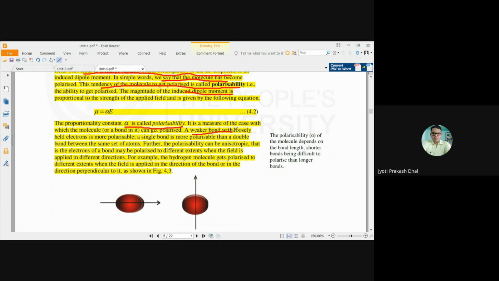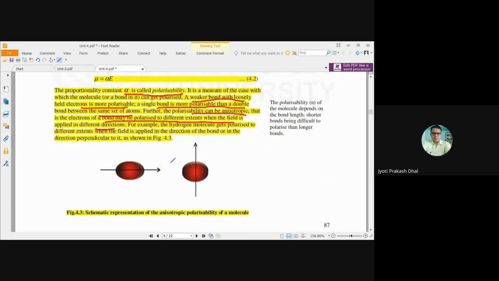A weaker bond with loosely bound electrons is more polarizable, and a single bond is more polarizable than a double bond between the same set of atoms. Further, the polarizability can be anisotropic, that is, the electrons of a bond may be polarized to different extents when the field is applied in different directions. For example, a hydrogen molecule gets polarized to different extents when the field is applied in the direction of the bond or in the direction perpendicular to it.